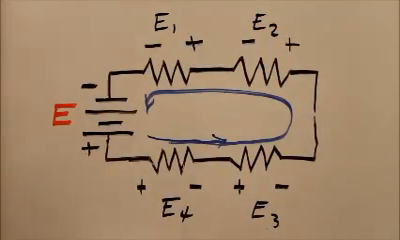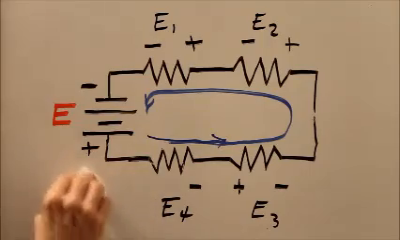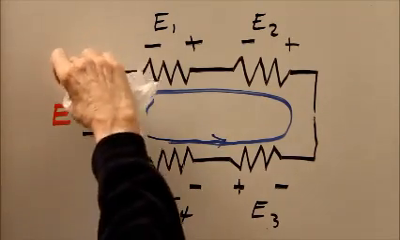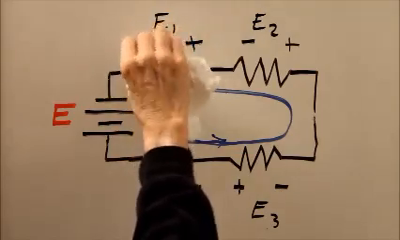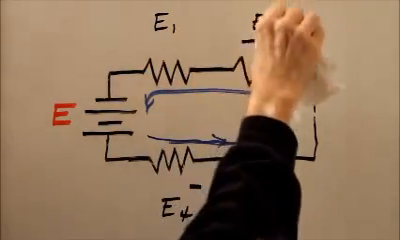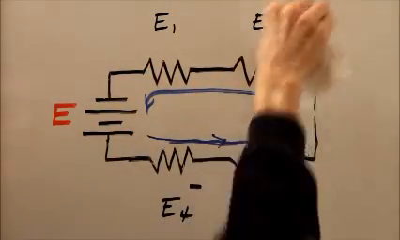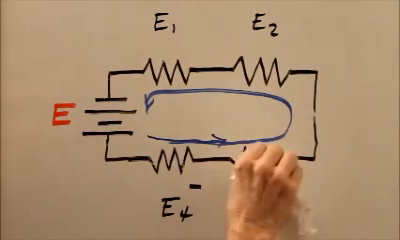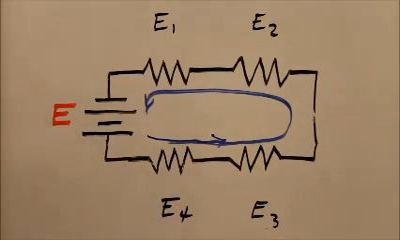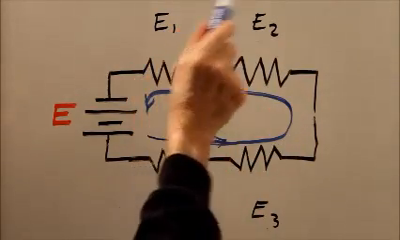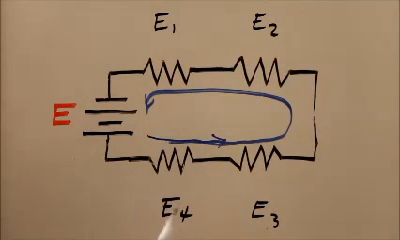Now, if we don't take polarity into account, if we just measure the voltages and don't worry about which side is plus and which side is minus, then we get absolute numbers for all of the voltages, just plain ordinary positive numbers. In that case, E1 plus E2 plus E3 plus E4 would equal the battery voltage. But this question asks us specifically to take polarity into account.